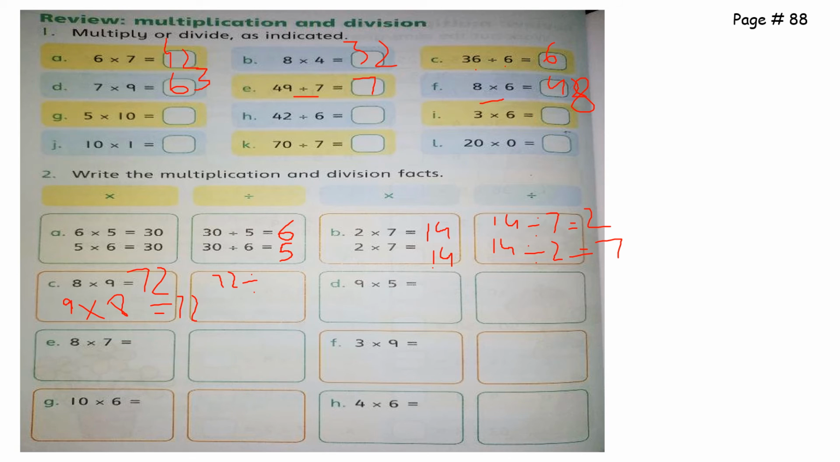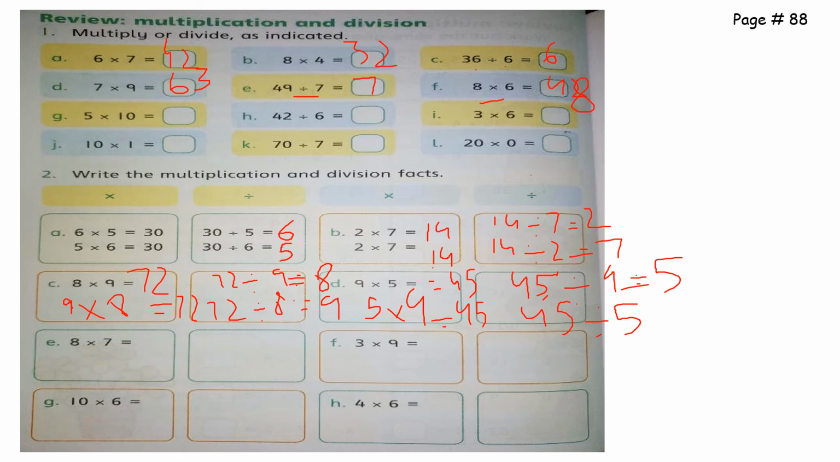Now first we will divide 72 by 9. The answer will be 8. And then you will divide 72 by 8 and the answer will be 9. 9 fives are 45 and 5 nines are 45. And 45 divided by 9 is 5. And 45 divided by 5 is 9. So the remaining E, F, G, H part is your homework.